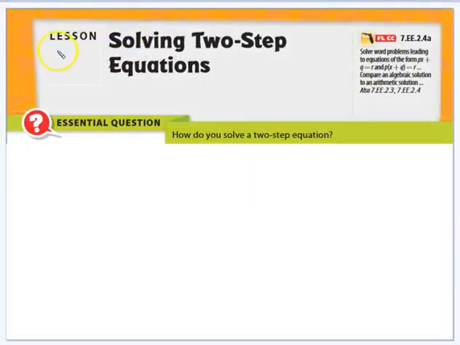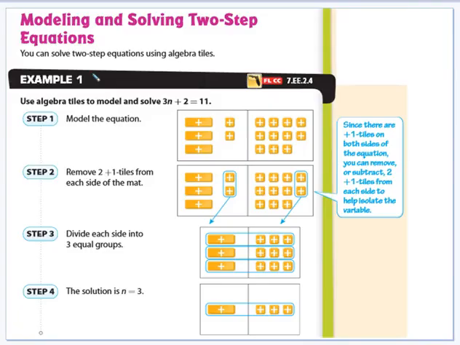Moving on to 6.4. Solving two-step equations. All right. This is a little tougher, class. Starts off with models. I don't like models. I don't like it. But the way they're showing it, 3n plus 2.